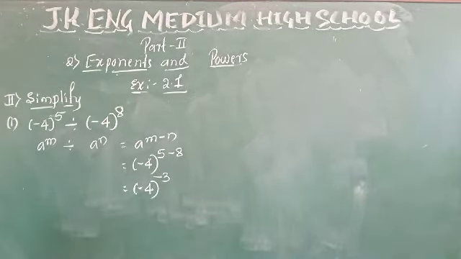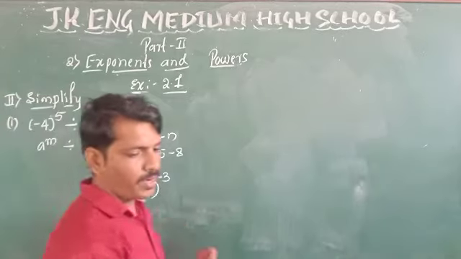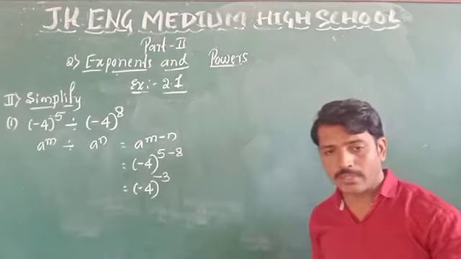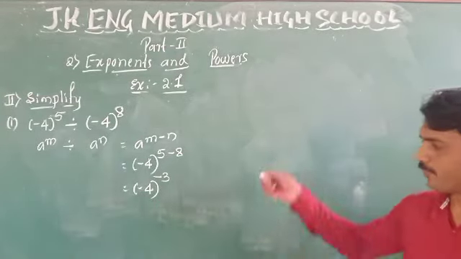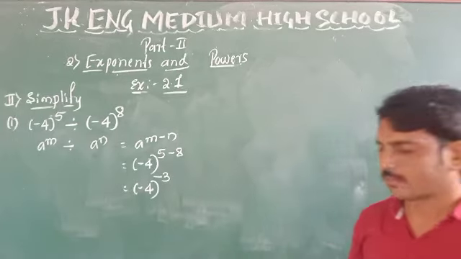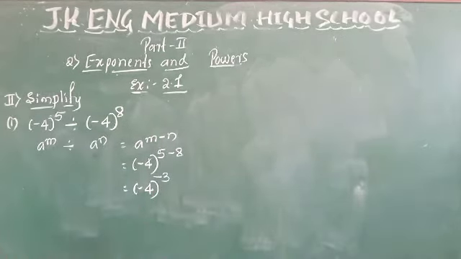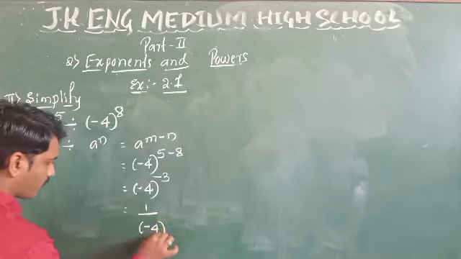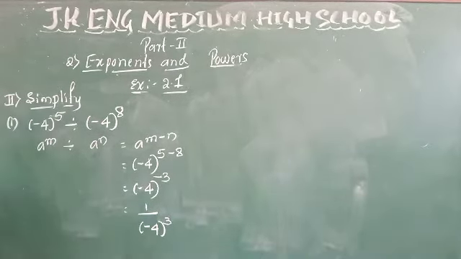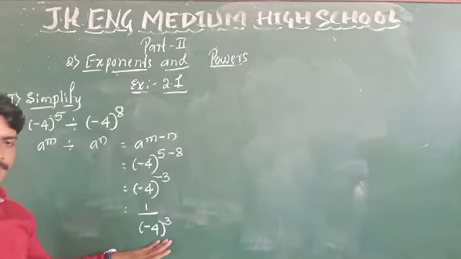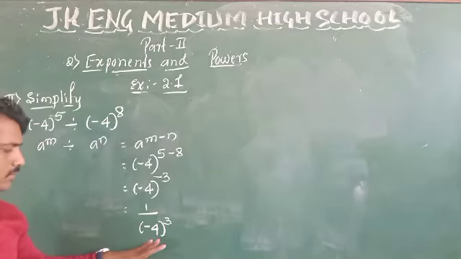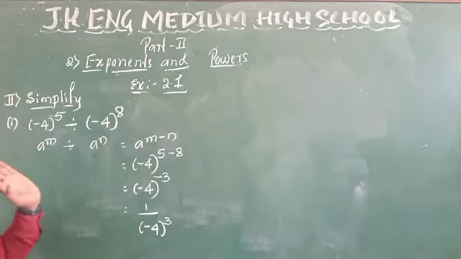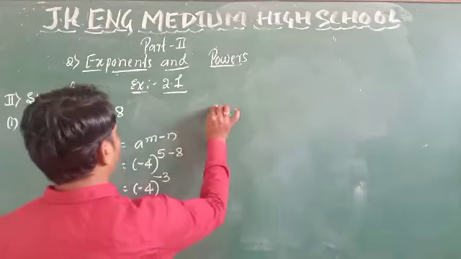What I told you: if you are having the power in the numerator as a negative, we can take it to the denominator. Okay, take it to the denominator. 1 divided by minus 4 to the power 3. Don't simplify. Understanding? Otherwise, don't evaluate. Keep as it is.